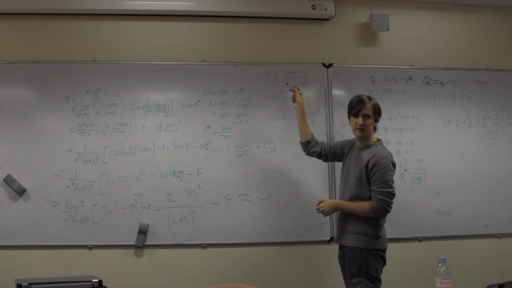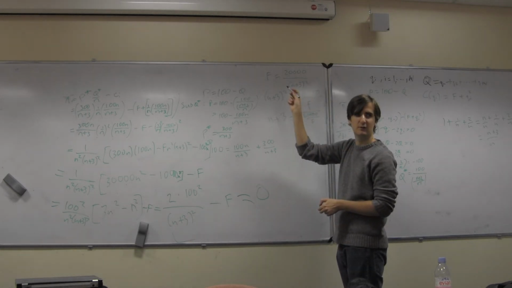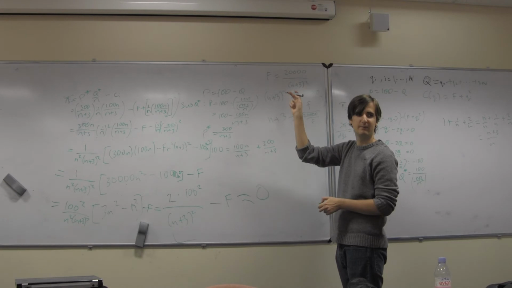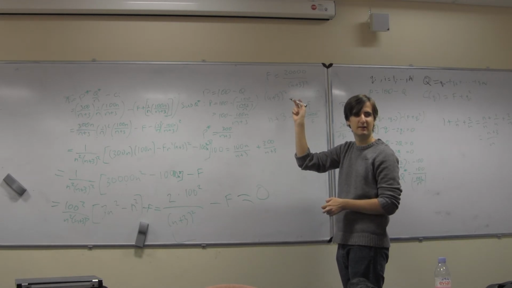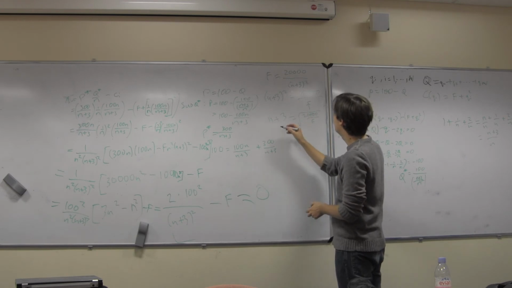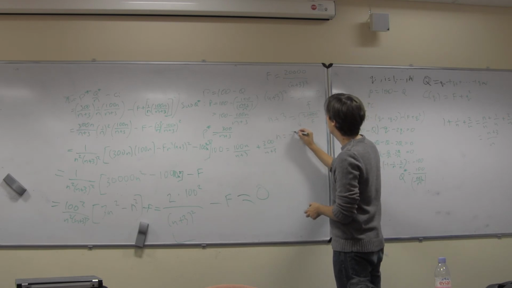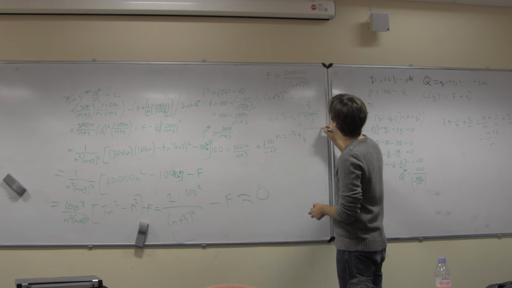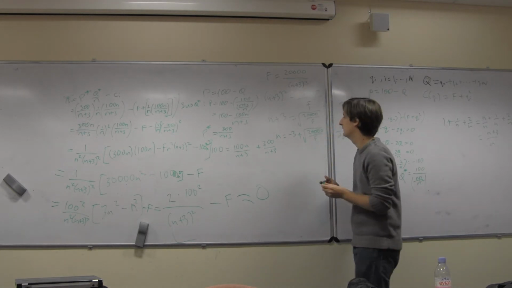Now this is a quadratic. It'll have two solutions clearly, but the second solution isn't going to make any sense because the number of firms has to be positive. So n is minus 3 plus the square root of 20,000 over F.